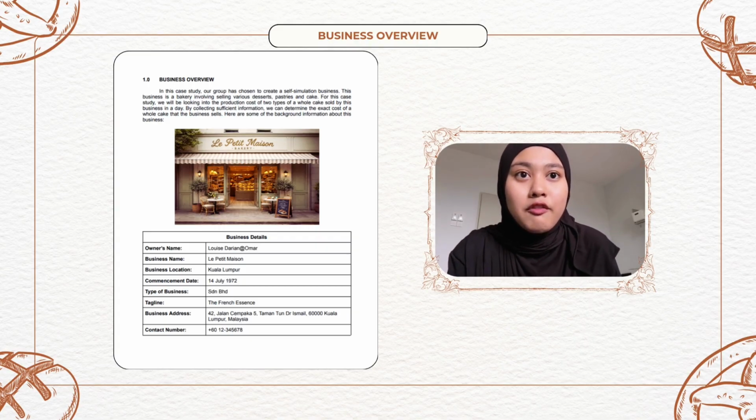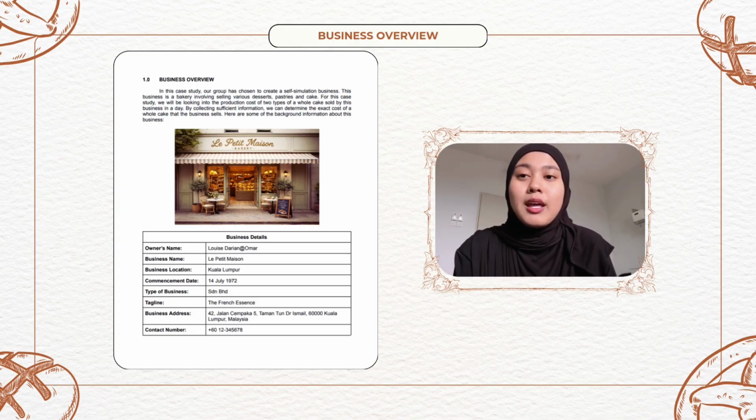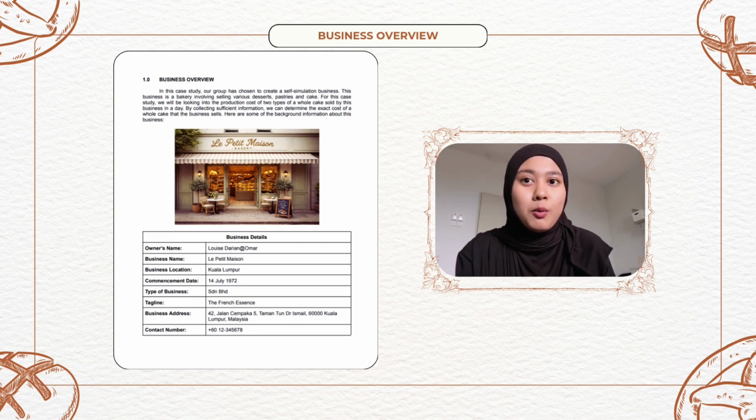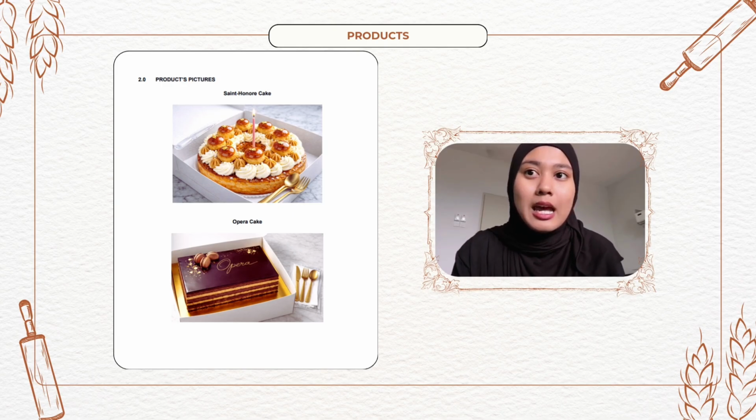Here is some background information about this business. The owner's name is Louis Darian Alliance Omar. Business name is Petit Maison. The business is located in Kuala Lumpur. The commencement date is 14 July 1972. Type of business is Sendirian Berhad. Our tagline is the French essence, and the business address is 42 Jalan Cempaka 5, Taman Sir Dr. Ismail, 60000 Kuala Lumpur, Malaysia. And our contact number is 012-345-678.